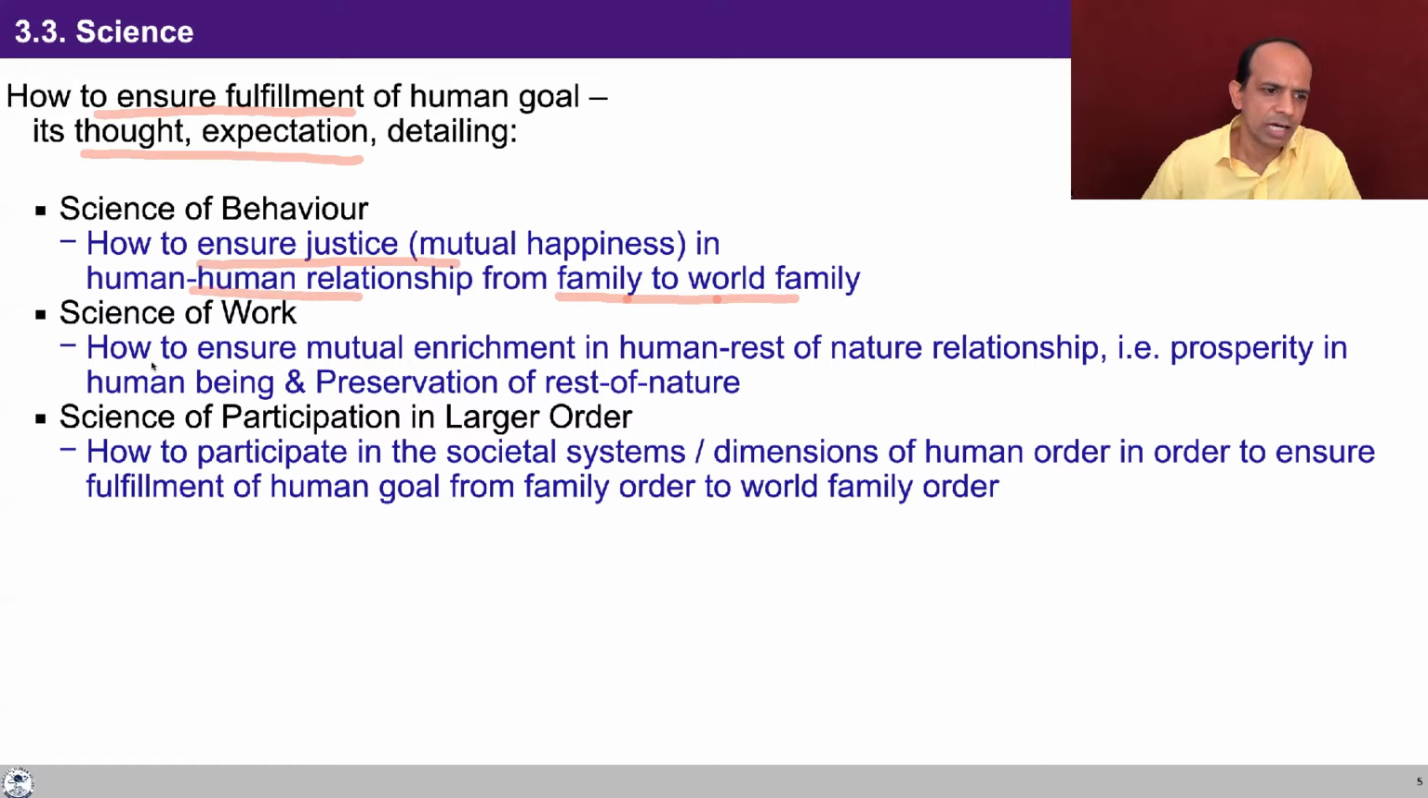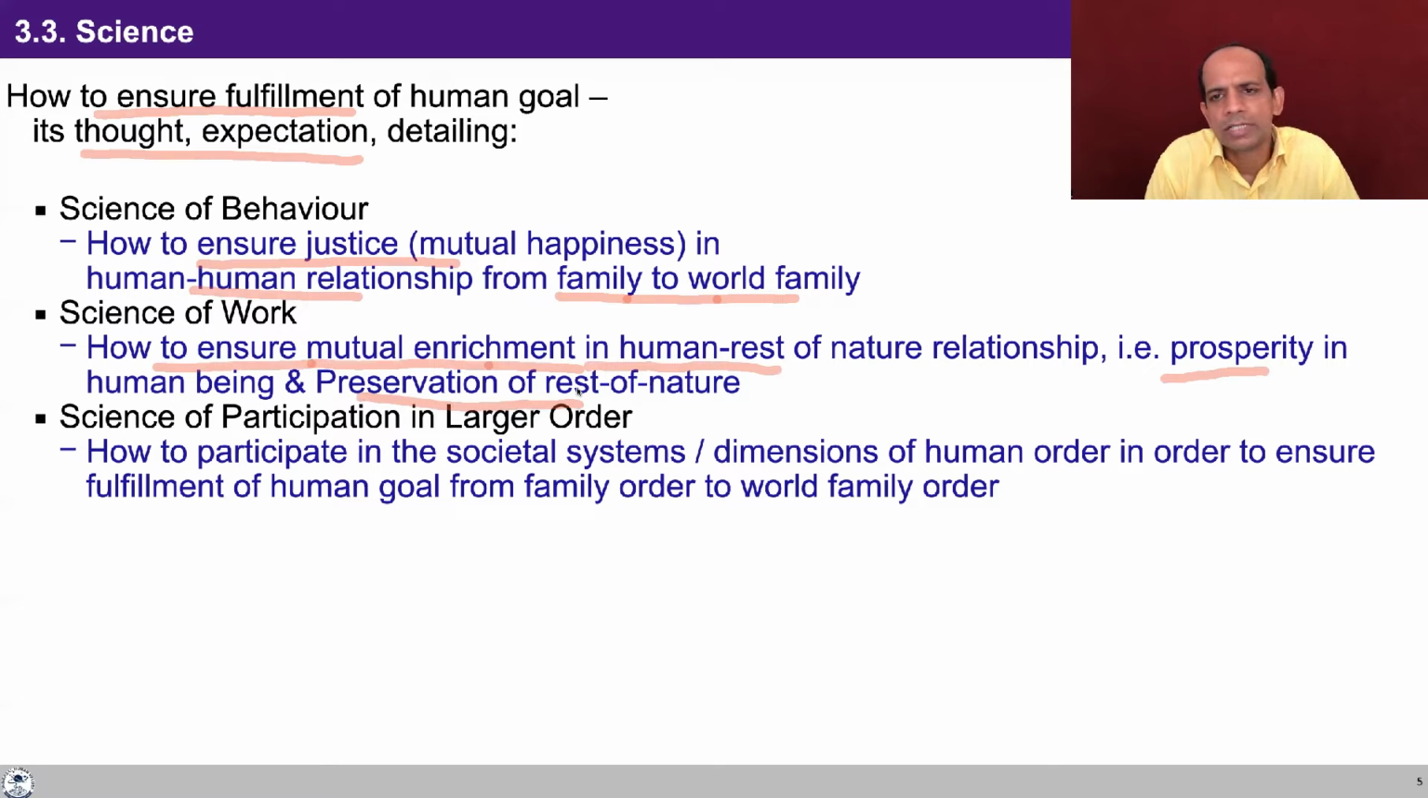Similarly, the science of work would mean how to ensure mutual enrichment in the human and rest of nature relationship. And you see that as we had discussed in UHV 2 also, when I'm able to see my relationship with the nature, when I'm able to identify my needs rightly, then I'm able to ensure prosperity for myself. And then I'm also able to preserve the rest of nature. We talked about all the orders of nature earlier. So this kind of competence is there. And here we'll see that again, the understanding part is there in me, which is universal, which is definite.